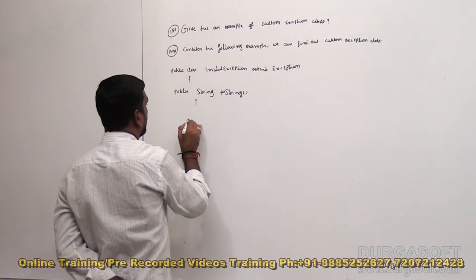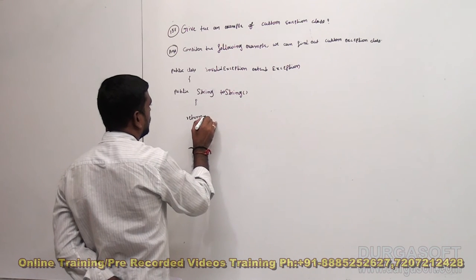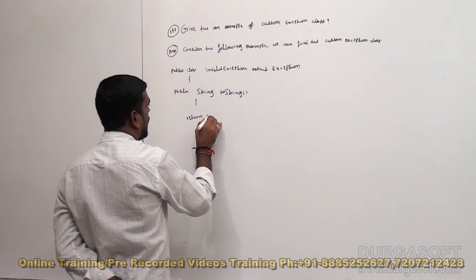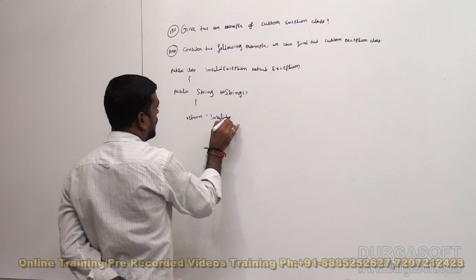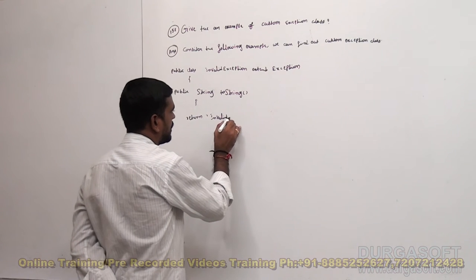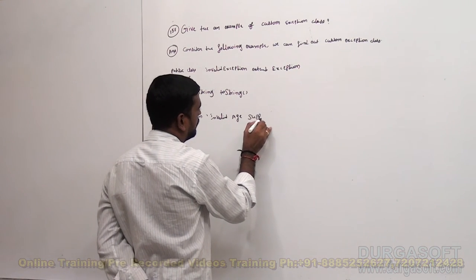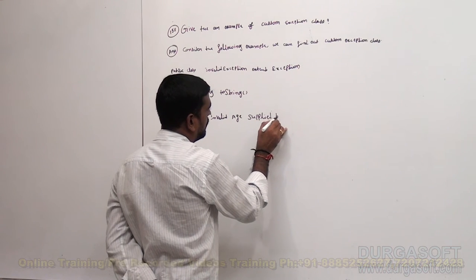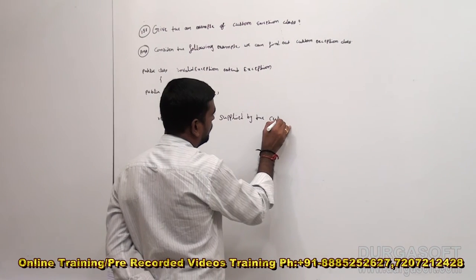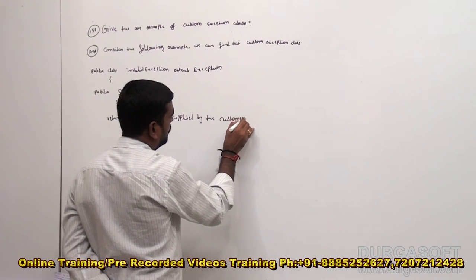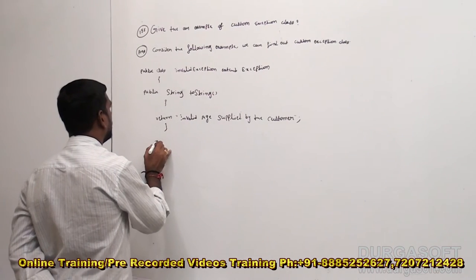public String toString, then return "Invalid age supplied by the customer." I want to display this message.